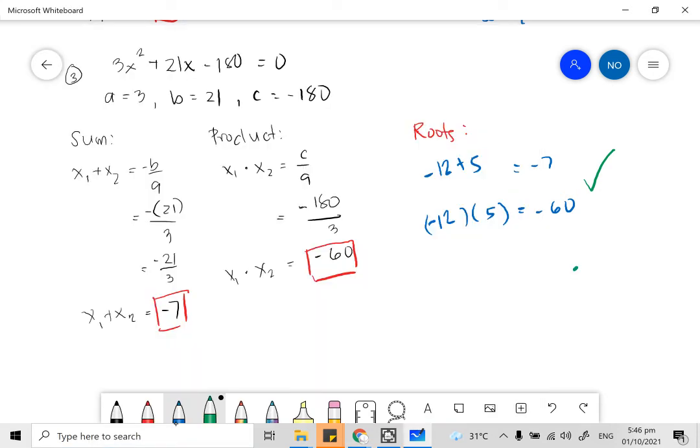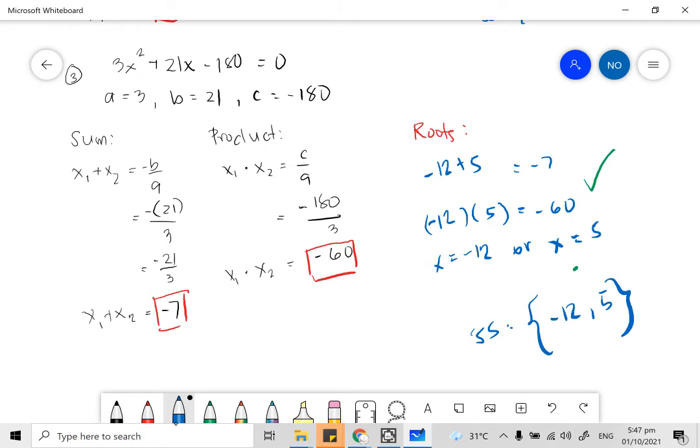Ngayon, ang roots natin dito ngayon tuloy ay x equals to negative 12 or x equals to 5. Our solution set, negative 12 and 5. Okay?